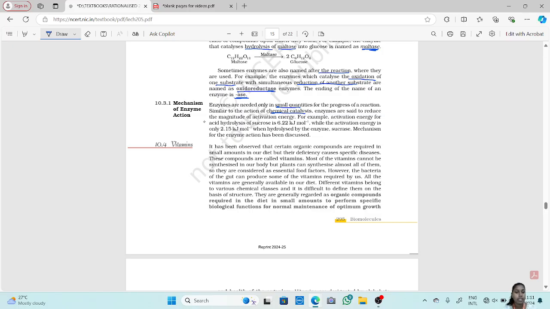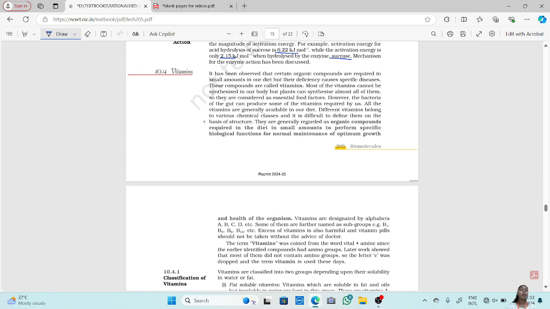Here they have given an example of hydrolysis of sucrose. Without enzyme it takes 6.22 kilojoules per mole, but when you use the enzyme sucrase, the activation energy is reduced to 2.15.